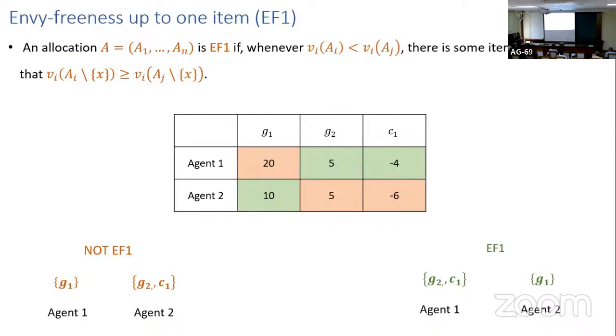However, this cannot be, I'm sorry. Let's just concentrate on the green allocation. The green allocation is EF1, where agent 1 gets item G2 and chore C1, and agent 2 gets item G1. Agent 1 envies agent 2. However, removing this chore, the envy gets eliminated. Removing good G1, the envy gets eliminated. But the orange allocation is not EF1. Removing good G1 and even chore C1, the envy between agent 2 and agent 1 is not getting eliminated.